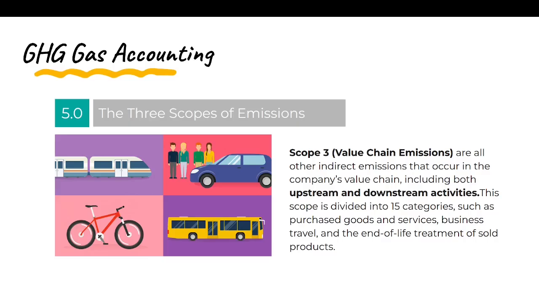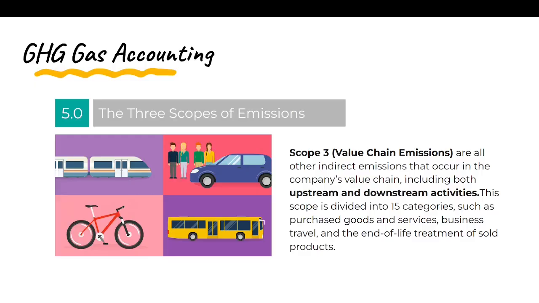So for example, if you're buying laptops, there are emissions that go with the production, the transportation, and everything that goes about the supply chains of these laptops before they get to your company. So all these emissions, how do you account for them?